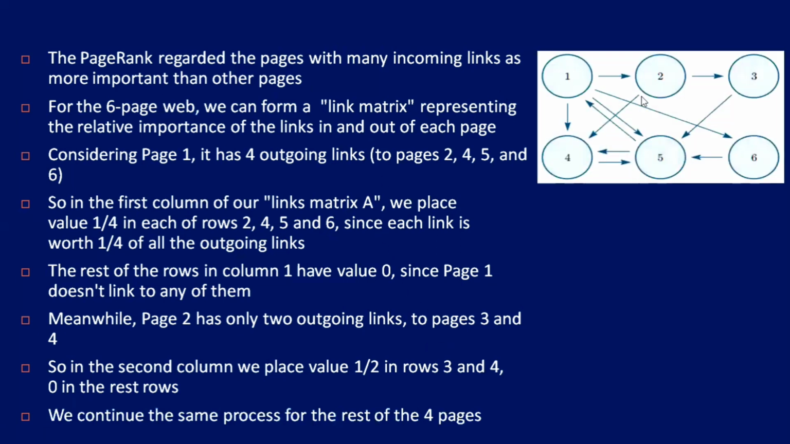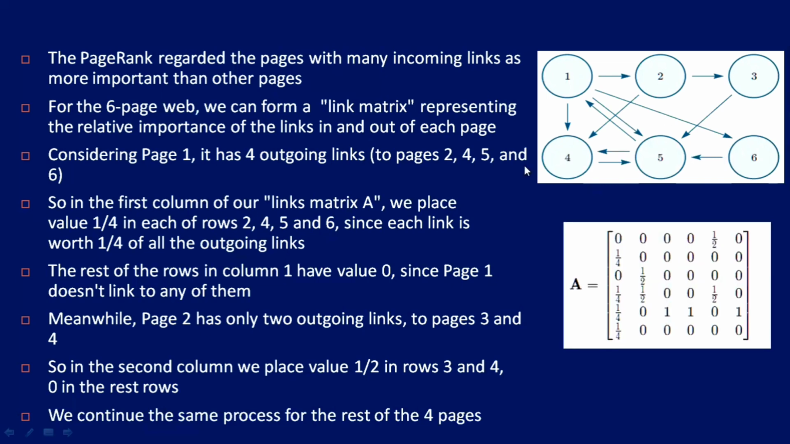We can see it with the help of a diagram. You see, page 1 has 3 outgoing links. Page 3 has 1 outgoing link, and it goes to page 5. Page 4 has 2 outgoing links. So we write these in columns 3 and 4.